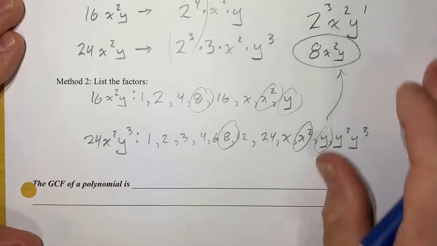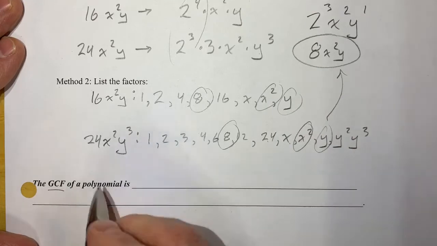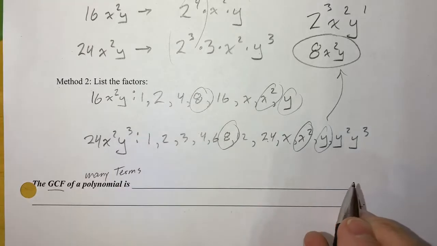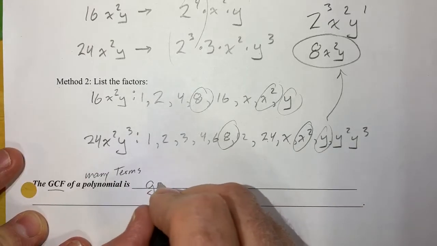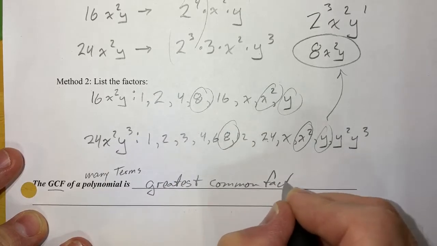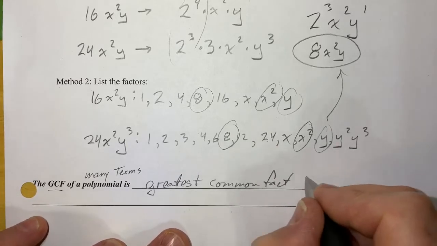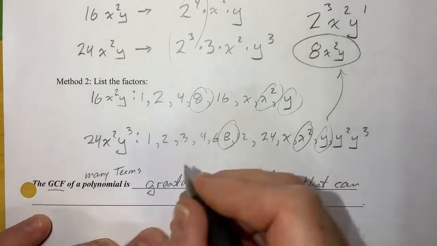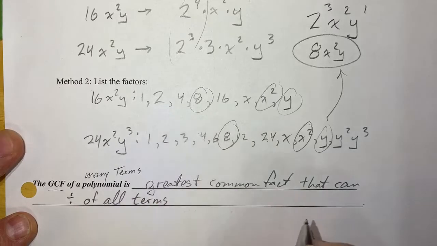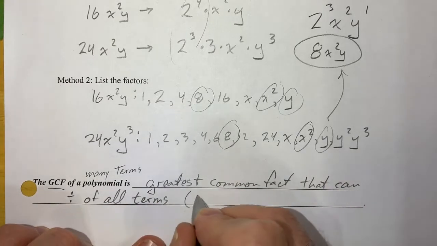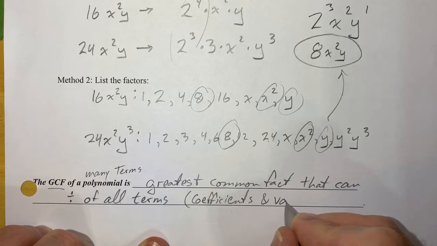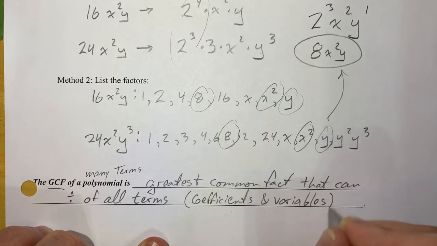Okay, so we're going to be talking about the GCF of a polynomial. Polynomial really means many terms. The GCF of a polynomial is the greatest common factor that will divide out of all the terms. Now, if it's a polynomial, that means it may have coefficients. Those are numbers. Coefficients. And it could have variables. So there could be x's in there too. Okay. Well, let's see.